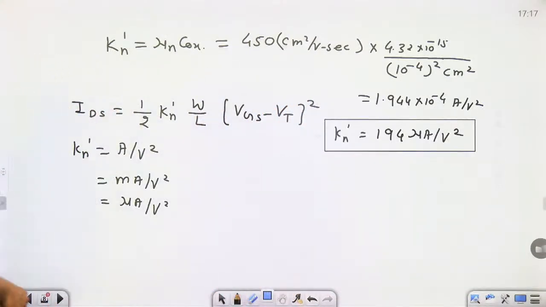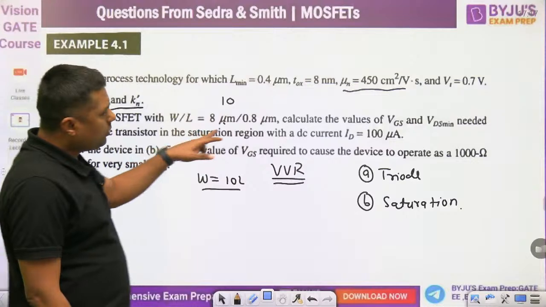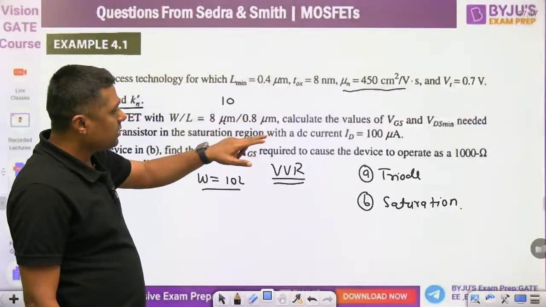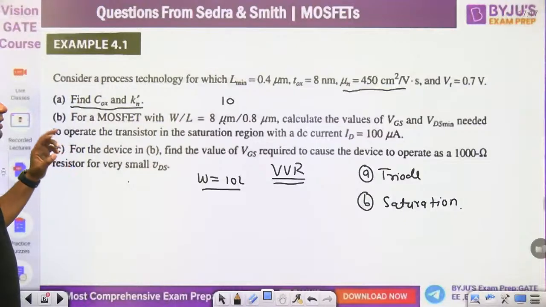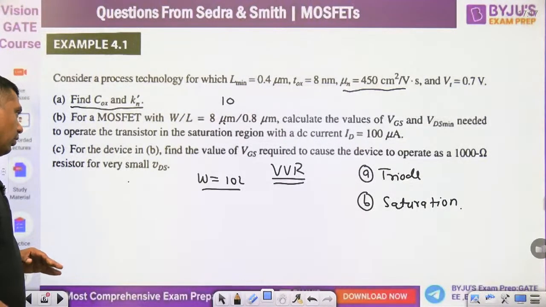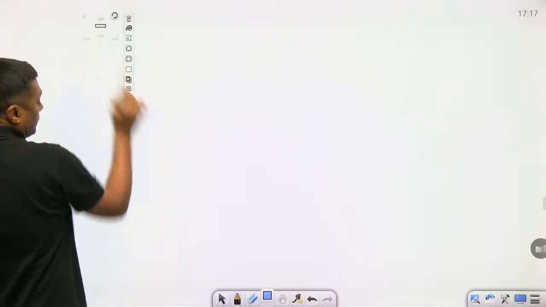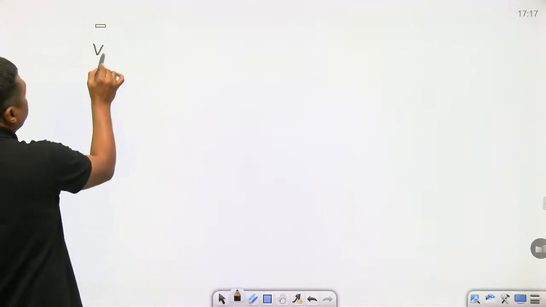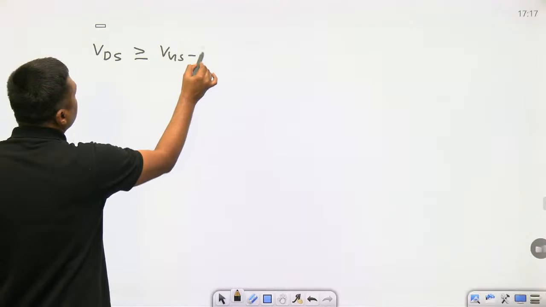Third question in the second, this is the first question, sir. First, for a MOSFET with W by L 8 micrometer upon 0.8, that is the ratio is 10, calculate the value of VGS and VDS minimum needed to operate the transistor in saturation region with a DC current of 100 microampere. So already I have given for saturation, what is the condition for the MOSFET? For saturation, VDS should be greater than or equal to VGS minus VT.